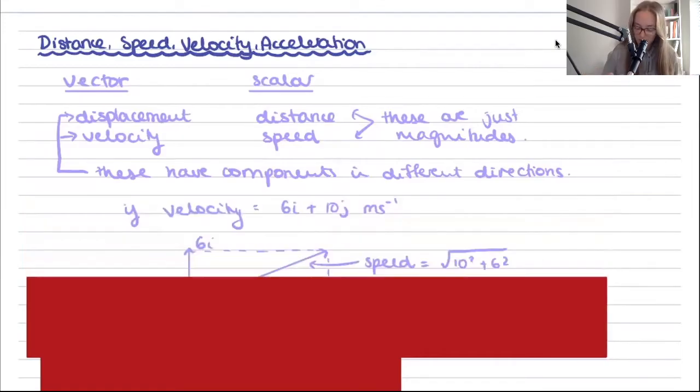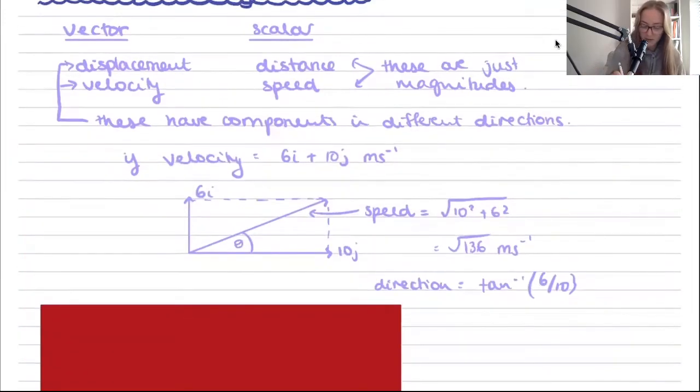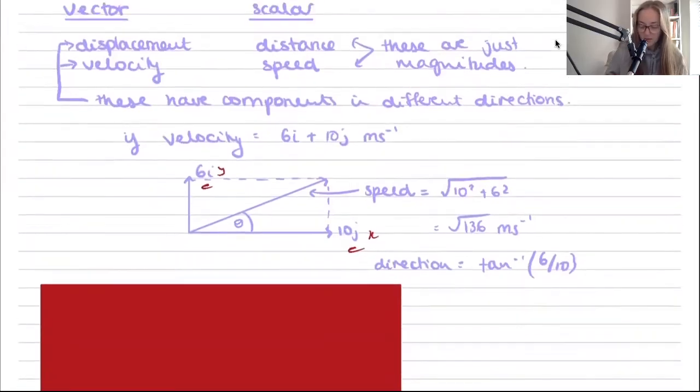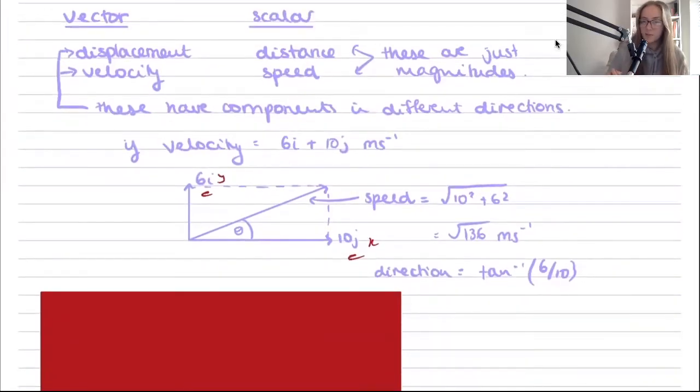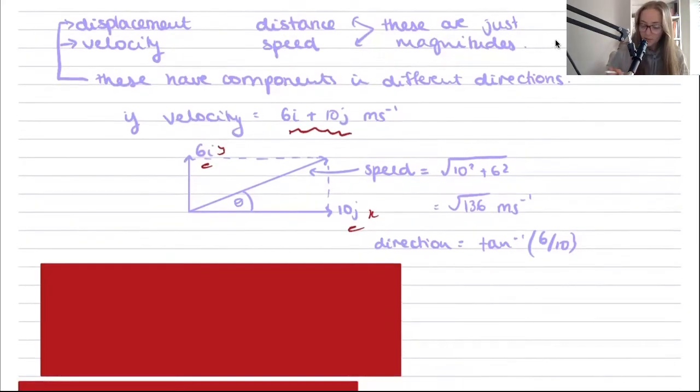If we imagine a velocity that has two different components, an i component and a j component, or you can imagine this as a y component and an x component, if that's easier to imagine, then we could say for every 10 that it moves in the j direction, it moves 6 in the i direction. And this is how we would represent our velocity as a vector. But if we are after the resultant speed, we need to work out the magnitude of this. And the magnitude is not just 6 plus 10.